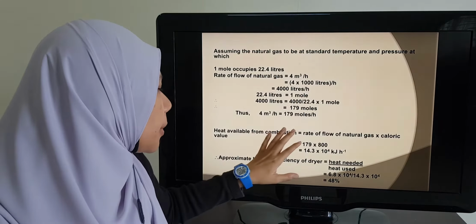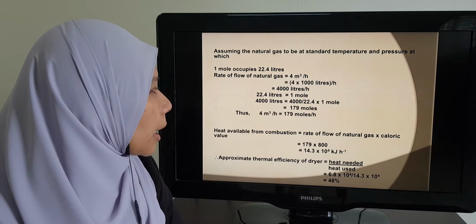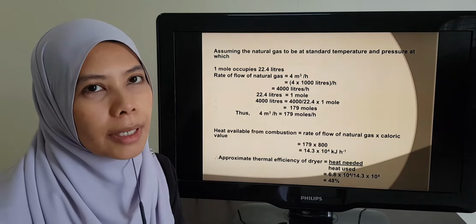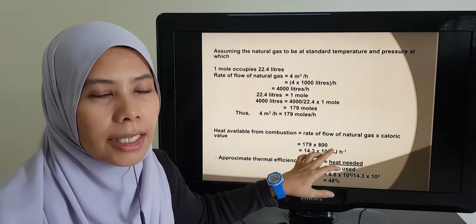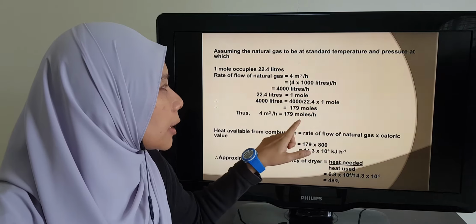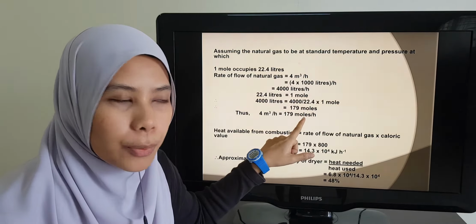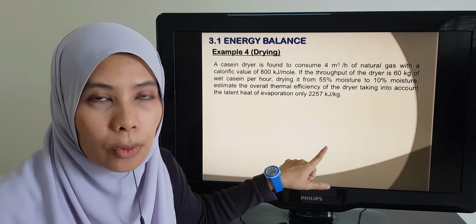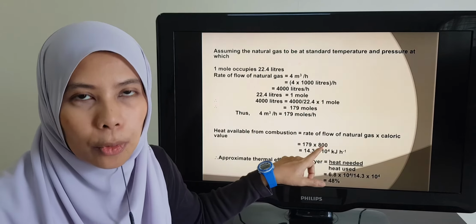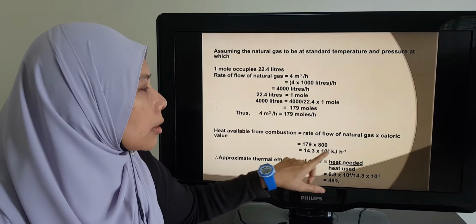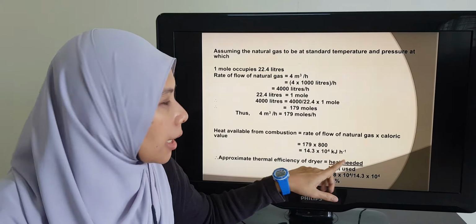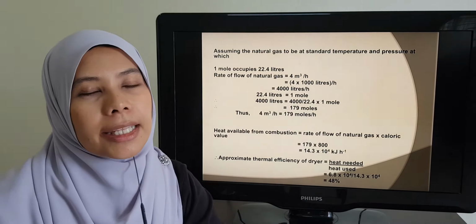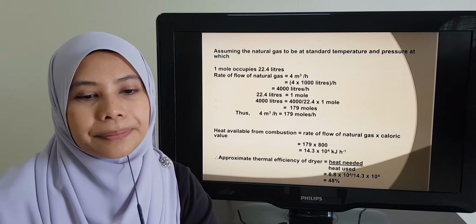Okay, so heat available from combustion is the rate of flow of natural gas times the calorific value, 179 moles times 800. From here, this one, the unit is moles per hour. This one is kilojoule per mole, so we can cancel out the mole. The unit left is only kilojoule per hour. So the value is 14.3 times 10 to the power of 4 kilojoule per hour.